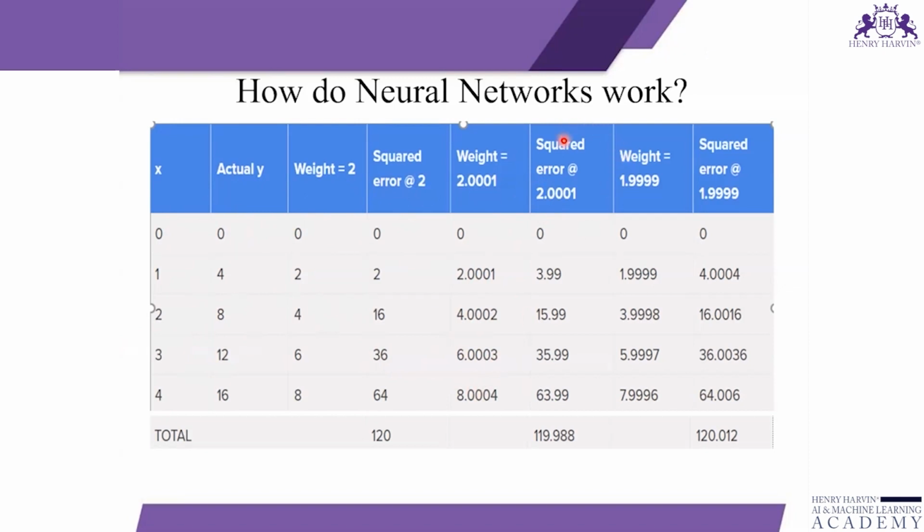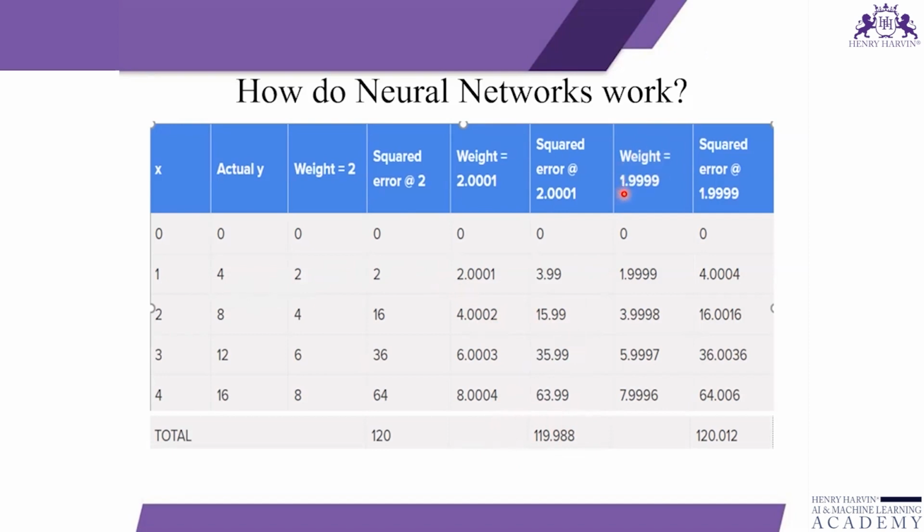Now we find the squared error. What is meant by squared error here again? It is the actual Y minus this one. So 4 minus 2.0001, the whole square, gives you 3.99, and 8 minus 4.0002, the whole square, gives you 15.99, and so on. So now the squared error, or the loss, is equal to 119.988.